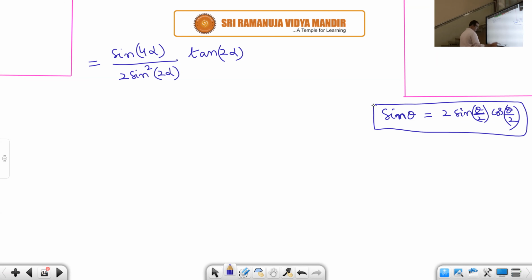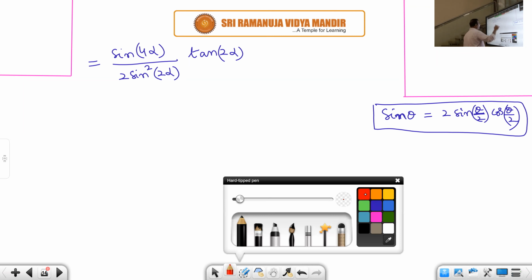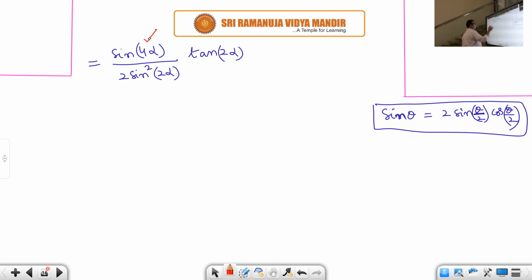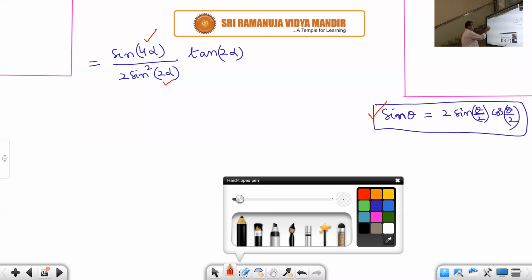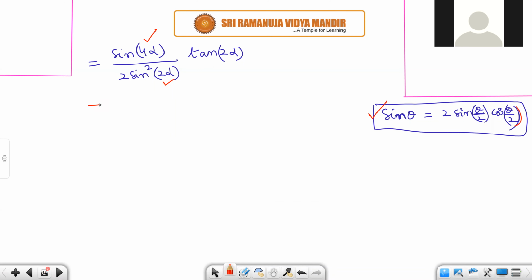Let us use this formula for the numerator sin 4 alpha. In the numerator here we have sin 4 alpha, whereas in the denominator you see only 2 alpha. So for the numerator, apply this formula: sin theta is equal to 2 sin theta by 2 cos theta by 2. Come on, tell me.